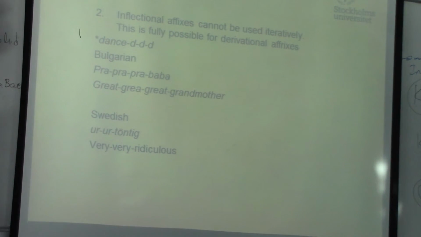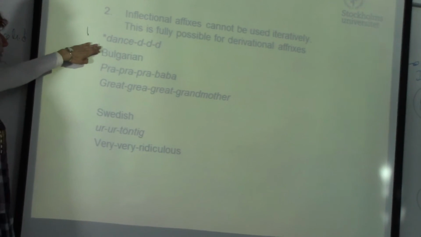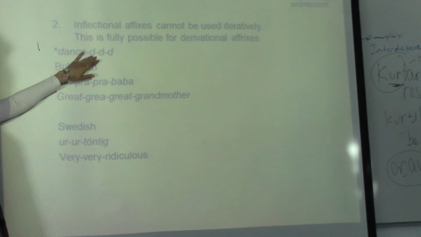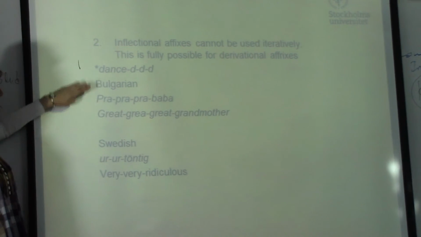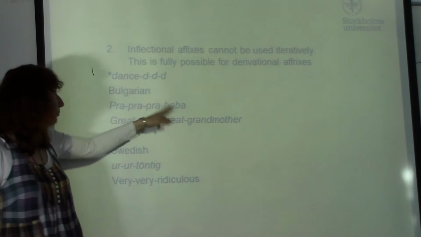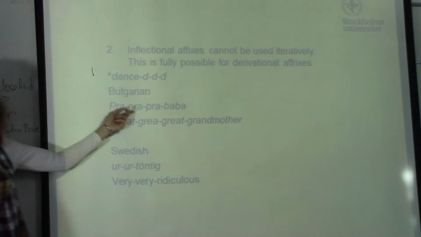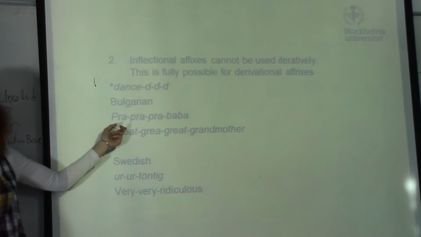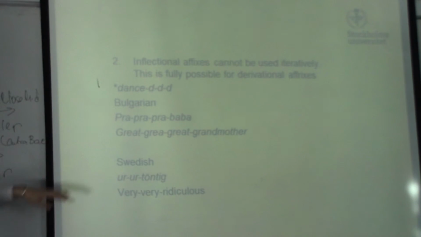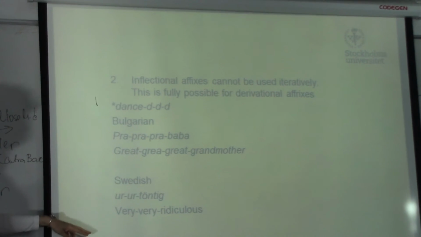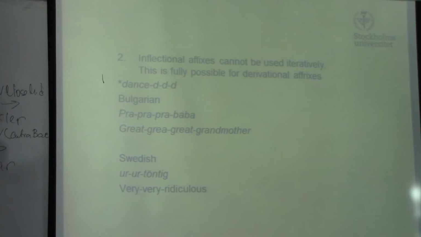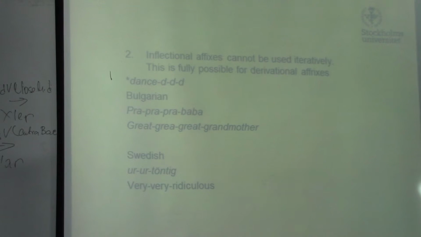Then inflectional suffixes cannot be iterated, so you can only put one D on the end to express the past tense. Derivation can be iterated. So my great-great-great-grandmother, I can iterate in Bulgarian, it will get tedious after a while, but people will understand that I'm talking about somebody several generations ago. And similarly, intensifier suffixes in Swedish, you can iterate them as well.